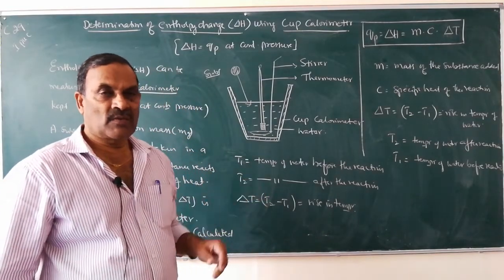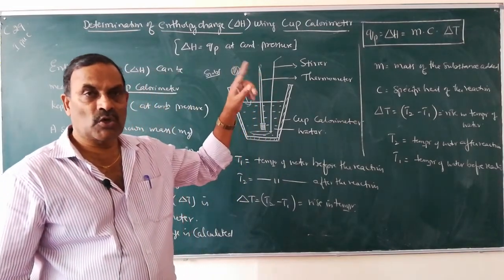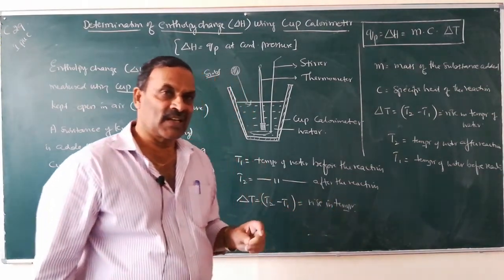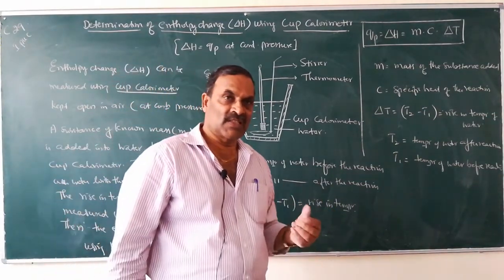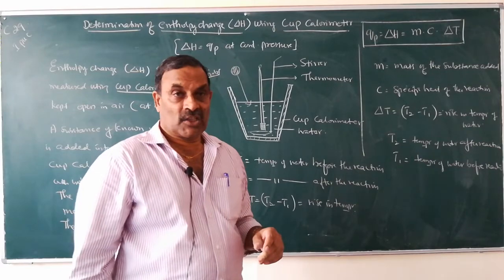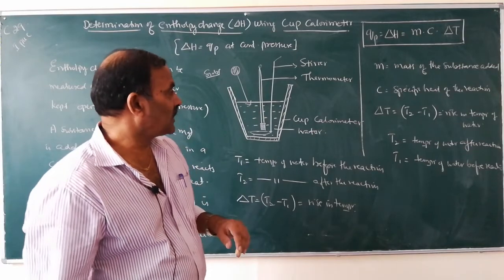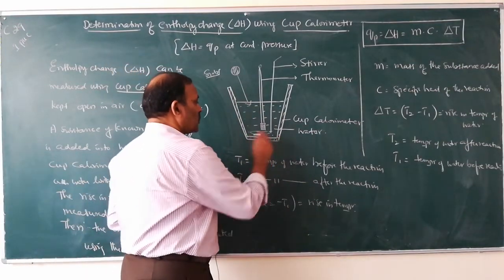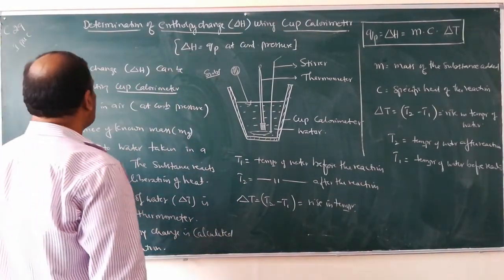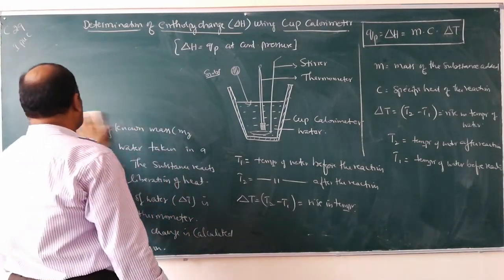So for both the equations, delta U is equal to m s delta T, delta H is equal to mc delta T, where m is the mass of the substance which undergoes combustion in case of internal energy change and reaction in case of enthalpy change. So this is how you can calculate delta U and delta H using bomb calorimeter and cup calorimeters.